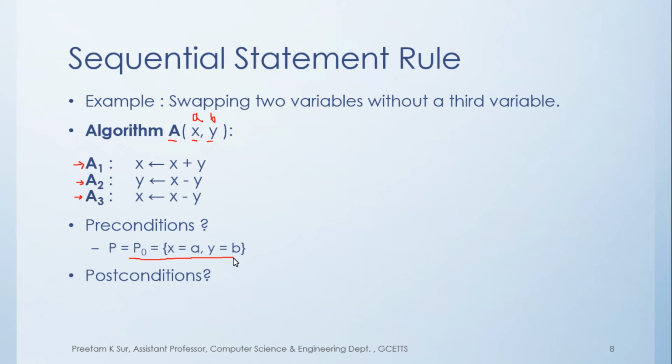So the post condition, which is basically q, or in other terms p3, right? Because the last statement is a3. So q is equal to p3, which is x equals b and y equals a, right? So that is what the post condition should be.